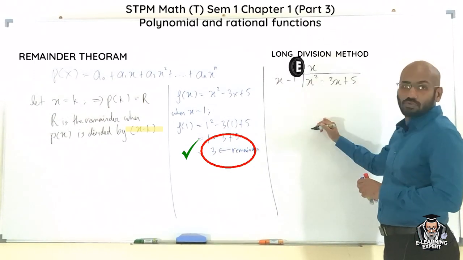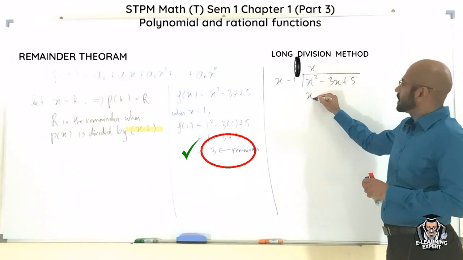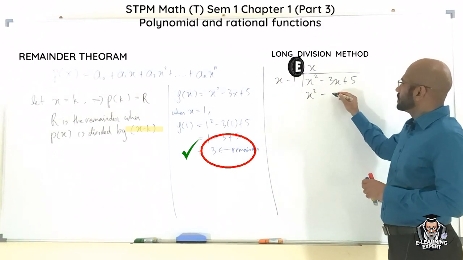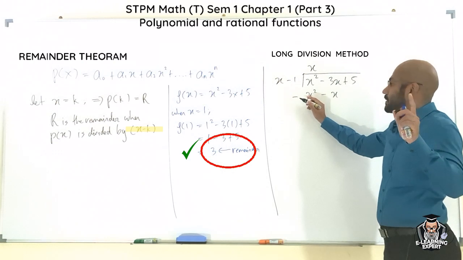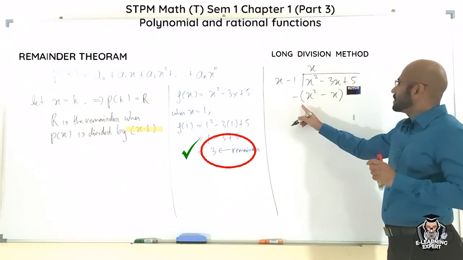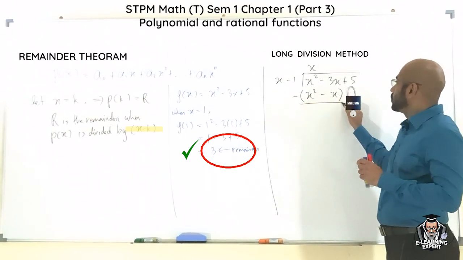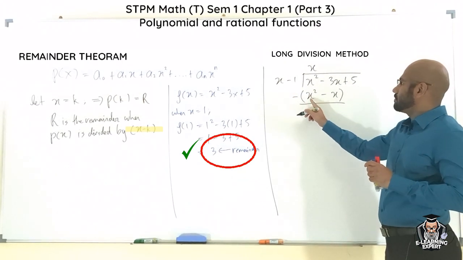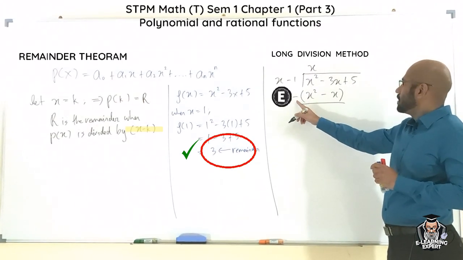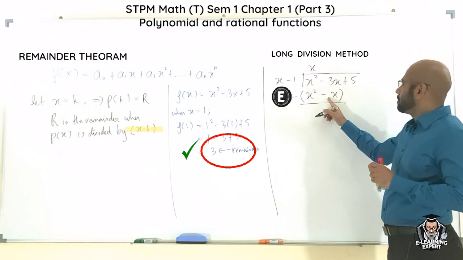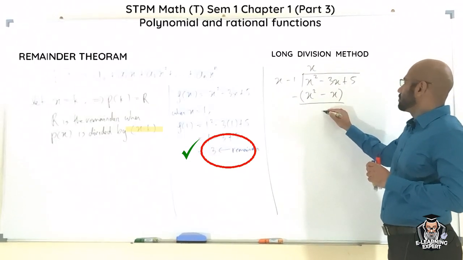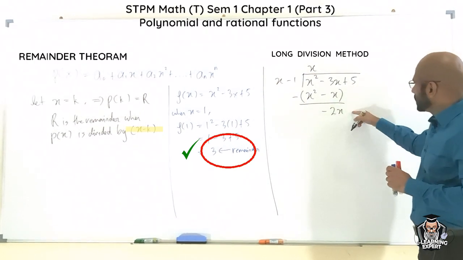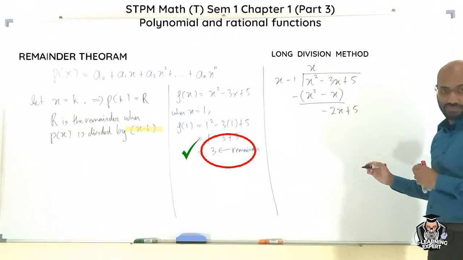So remember, the first term is what we want to eliminate. So I put an x. Why? X times x is x squared. X times minus 1 is a minus x. Put a minus. Do not forget. Please put a minus and open brackets. Make this a good practice. So x squared minus x squared has been eliminated. Minus and minus gives me a plus. So negative 3x plus x gives me a negative 2x, and bring down the next term, a plus 5 here.